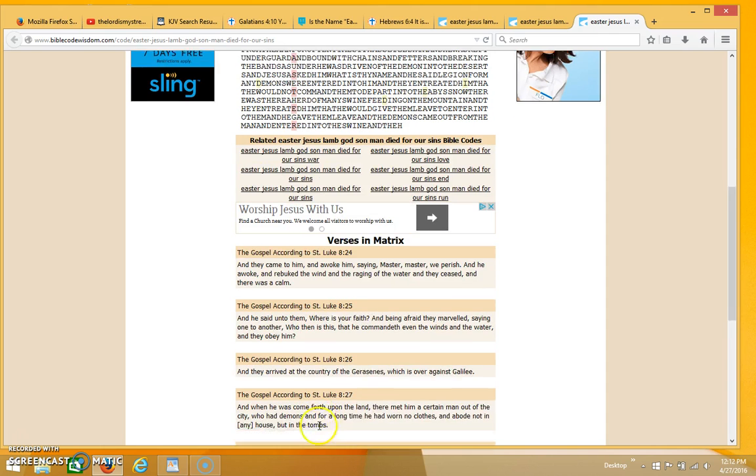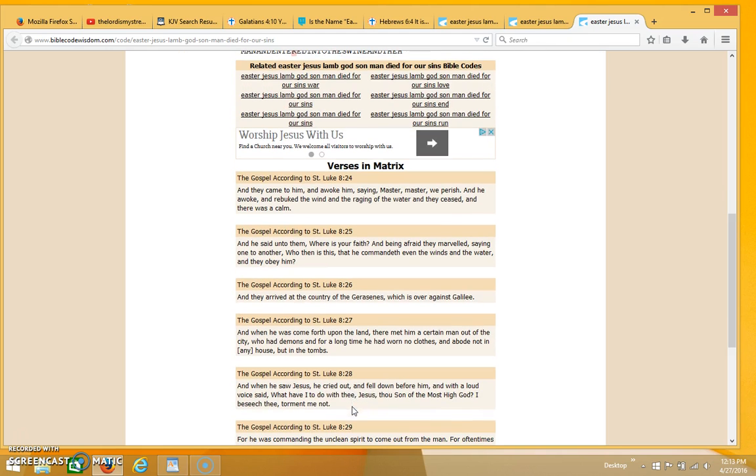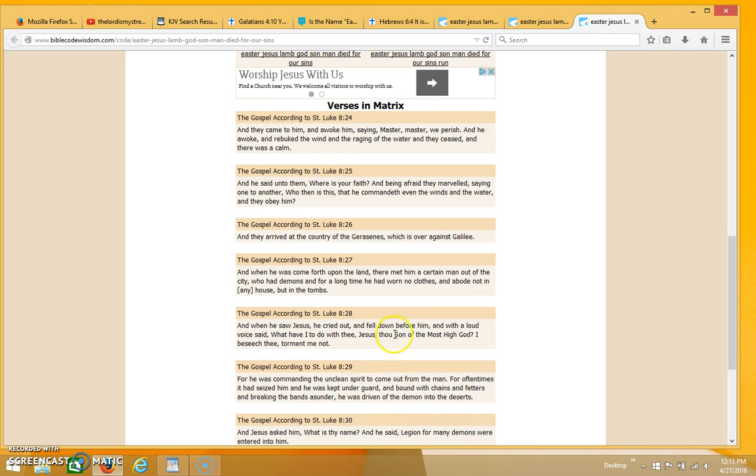And they arrived at the country of the Gerasenes, which is over against Galilee. And when he was come forth upon the land, there met him a certain man out of the city, who had demons for a long time. He had worn no clothes, and abode not in any house, but in the tombs. And when he saw Jesus, he cried out, and fell down before him with a loud voice, said, What have I to do with thee, Jesus, thou Son of Man, most high God? I beseech thee, torment me not. For he was commanding the unclean spirit to come out from the man.